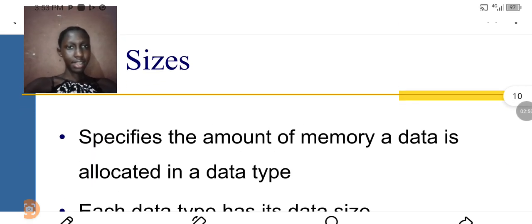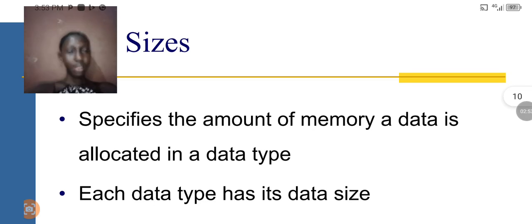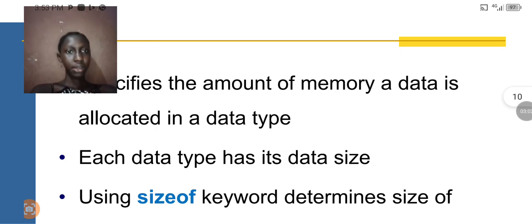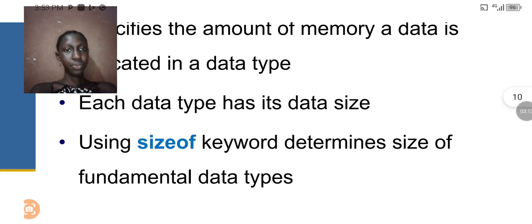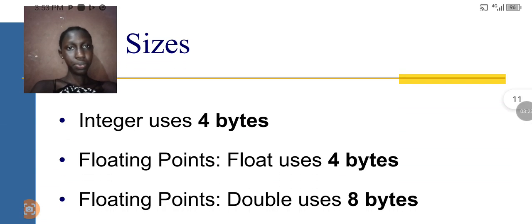Now we have data sizes. This specifies the amount of memory a data is allocated in a data type. Each data type has a data size, and we use the sizeof keyword. The sizeof keyword is together, it's not separated, and it determines the size of fundamental data types. So in your coding, we use the sizeof keyword to determine the size of the fundamental data types.